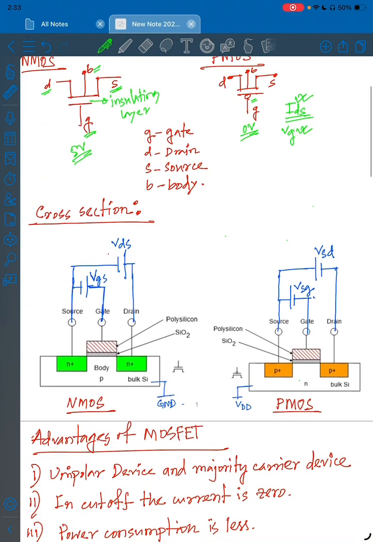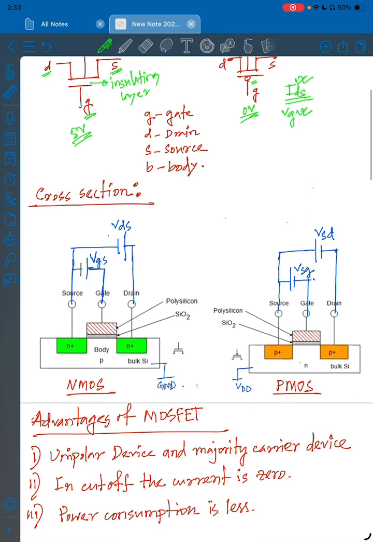After that, we can see the cross section of the NMOS and the PMOS transistors. Here, the body of the NMOS is P-type, and the drain and the source terminals are heavily doped N-type regions. The gate terminal is made of polysilicon and there is insulating oxide in both NMOS and PMOS. In the PMOS, the body is made of N-type semiconductor and the drain and the source terminals are heavily doped P-type semiconductor.